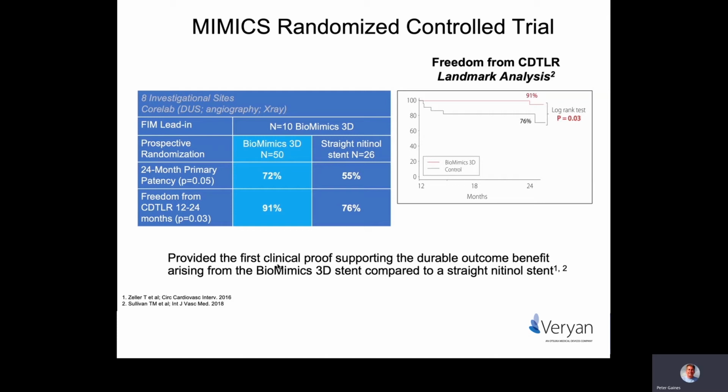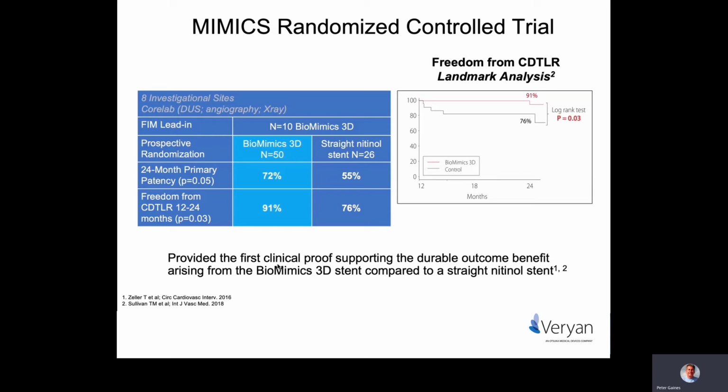In addition, freedom from clinically driven target lesion revascularization between 12 and 24 months, when that benefit of swirling flow might be expected to be seen, was indeed beneficial for those patients receiving the BioMimics 3D stent. Within that time period, only 9% of patients required a clinically driven TLR, compared to 24% of patients who received the straight stent. This then was the first clinical proof supporting the durable outcome arising from the implantation of a BioMimics 3D stent compared to a straight nitinol stent.